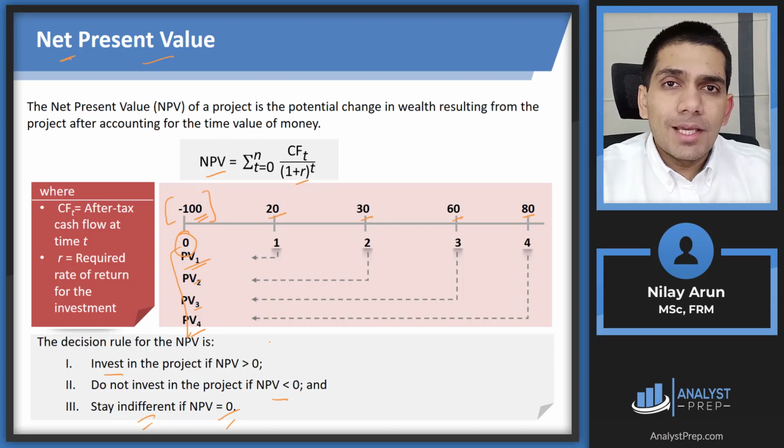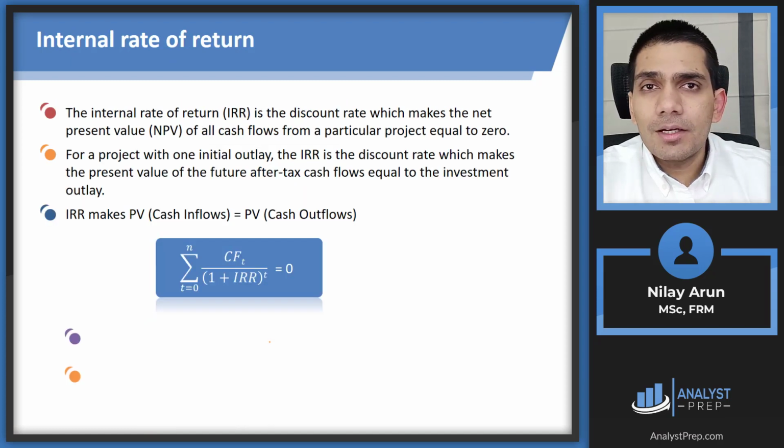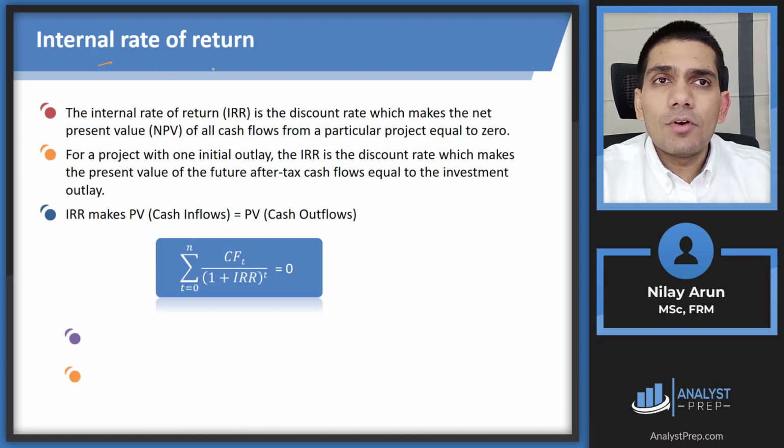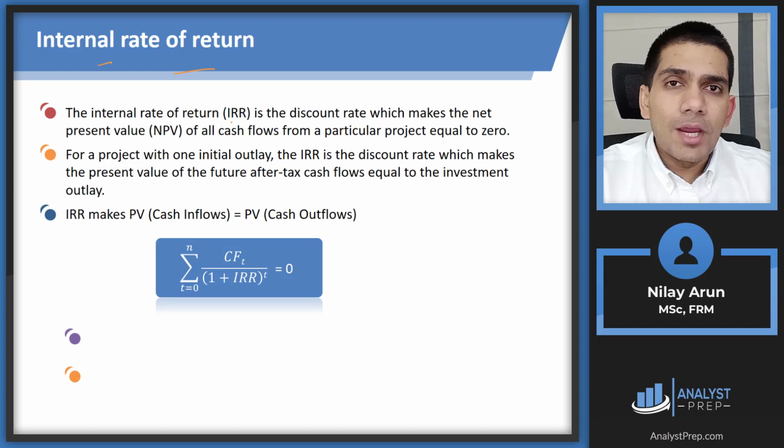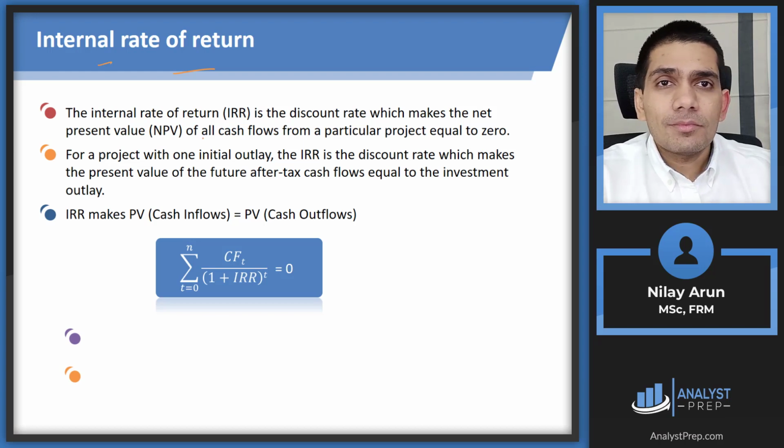Now let's look at the next technique, that is the IRR, internal rate of return. Now, internal rate of return is the second technique that we use. Now, the advantage of using this technique is that we don't need to have a discounting rate. We only need to work with the cash flows. So it has lesser amount of information requirement compared to NPV. So that's one advantage over NPV that it does have.